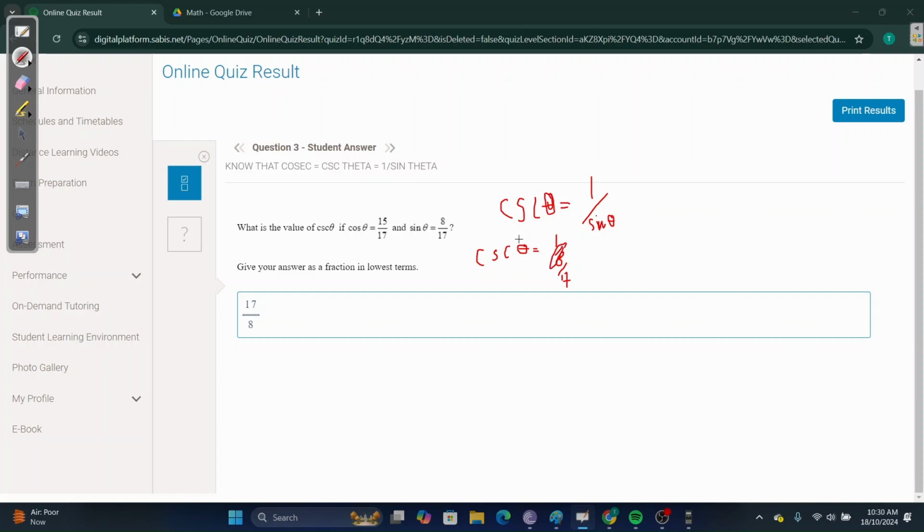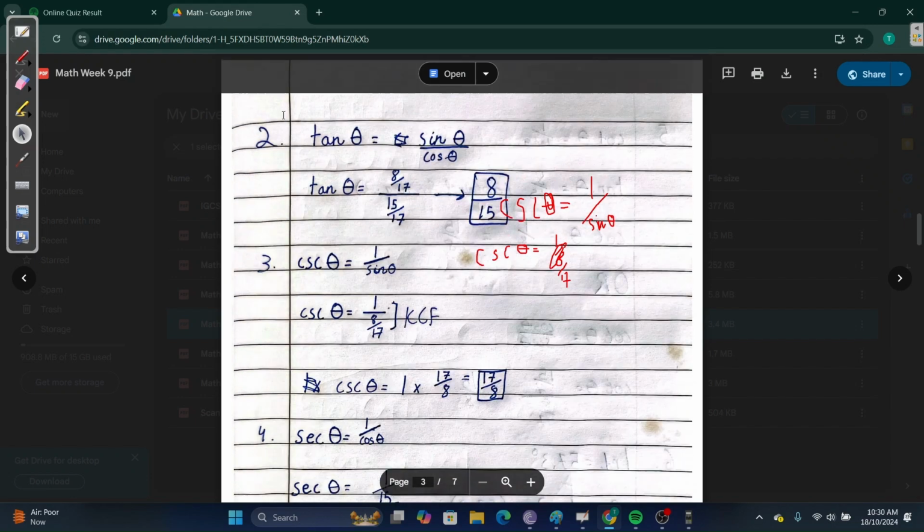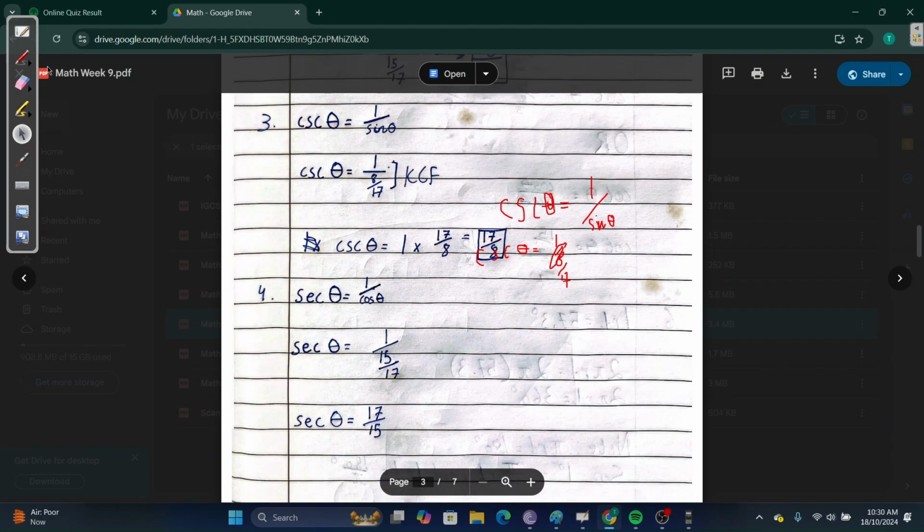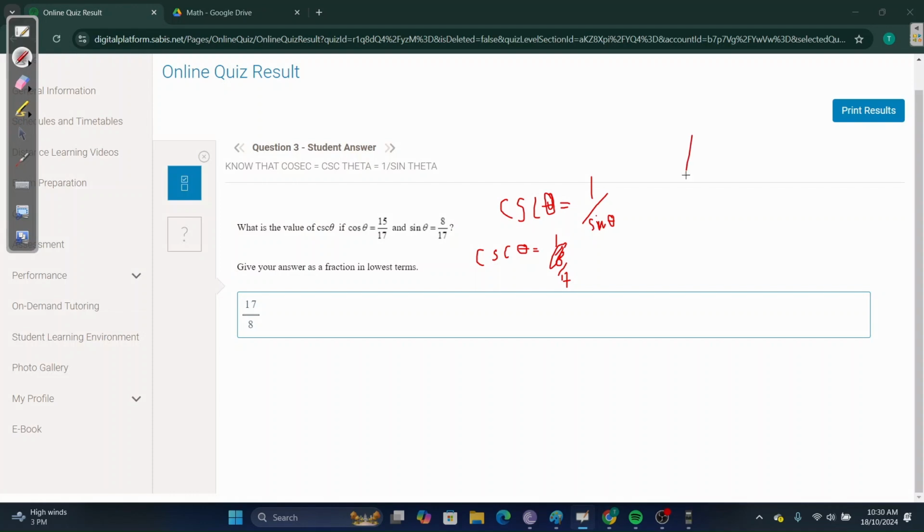Now, you can do it the way I did it in the notes, which is keep, change, flip. And then you get 1 times 17 over 8. Or, once it's a reciprocal, so like 1 over x, the value is going to be 1 times x over 1. So your value is going to be x. So when you have 1 over something, it's the reciprocal of it. It's the opposite. So if we have 8 over 17, so 1 over 8 over 17, I'm just going to write it here because this isn't clear. 8 over 17 flips to be 17 over 8. That's the reciprocal.